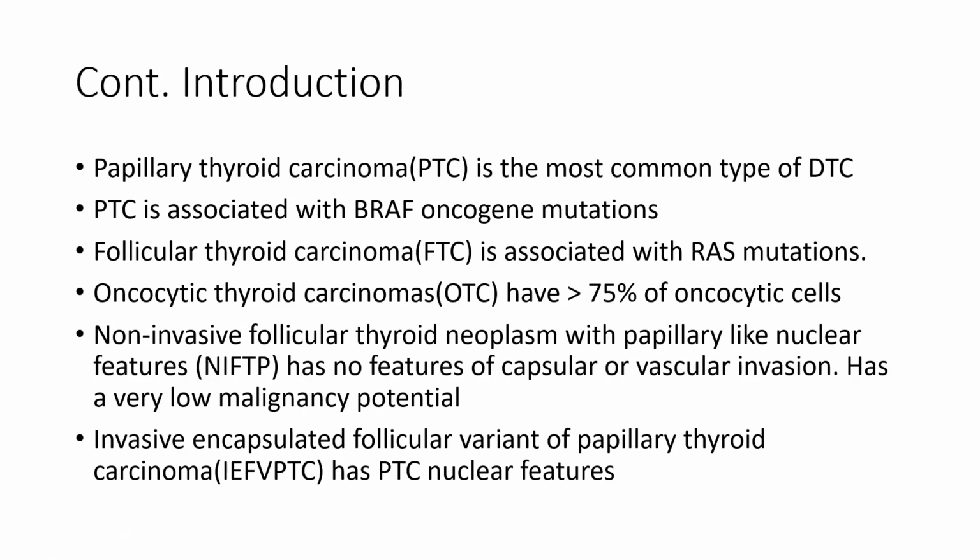So papillary thyroid carcinoma is the most common among these types of tumors. It has an excellent prognosis. It is associated with BRAF mutations. Then follicular thyroid carcinoma is associated with RAS mutations. Then there are the oncocytic thyroid carcinomas. These have the classic oncocytic cells, which are essentially cells with an increased number of mitochondria, and this gives the cells a classic eosinophilic appearance.